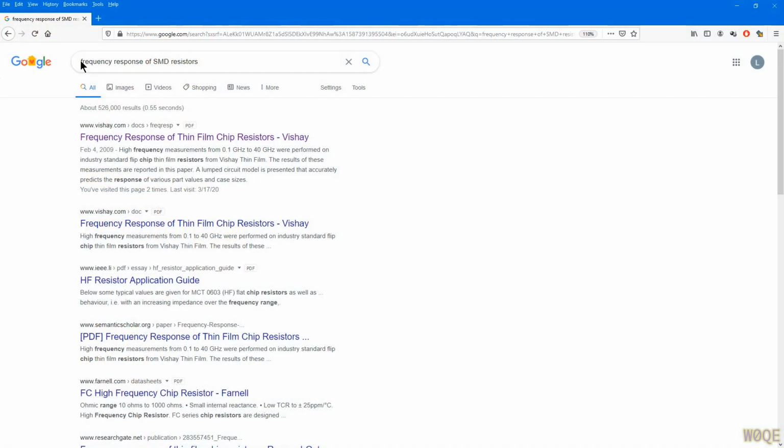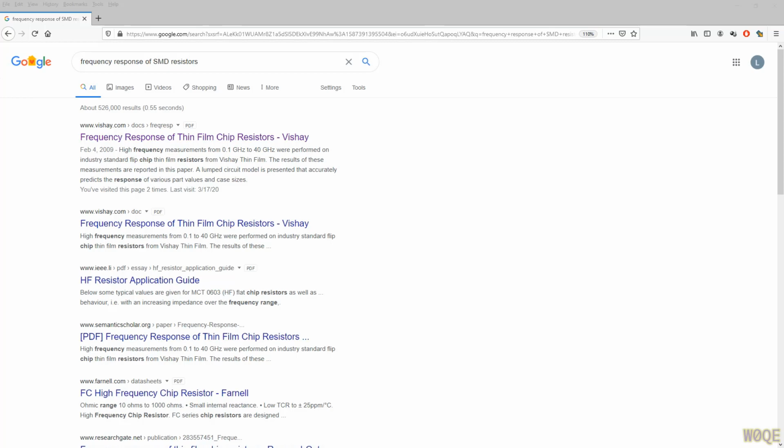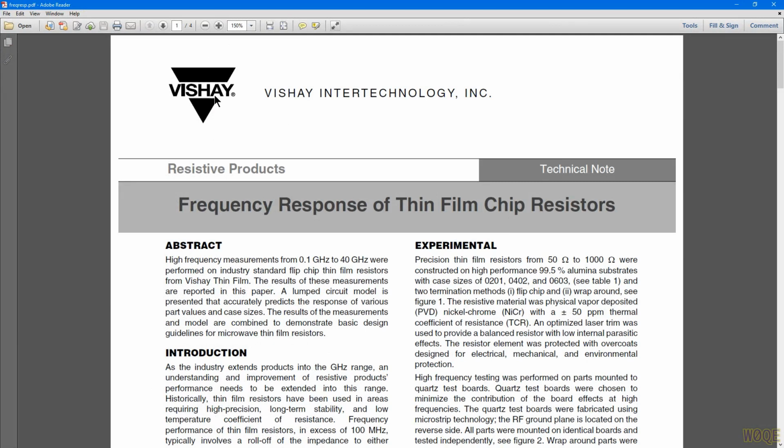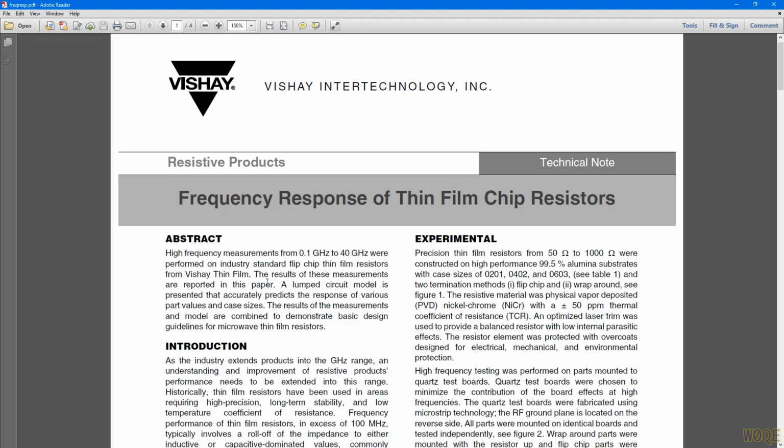If we do a Google search for frequency response of surface mount resistors, we will come up with several things, but the one that's most important is this first one. If we look at that file, we get a very good paper about surface mount components from Vishay, who's a reputable manufacturer. While they did these up to 40 gigahertz, the parts were tiny little parts, 0201, 0402, etc. There's a lot we can learn from this paper.